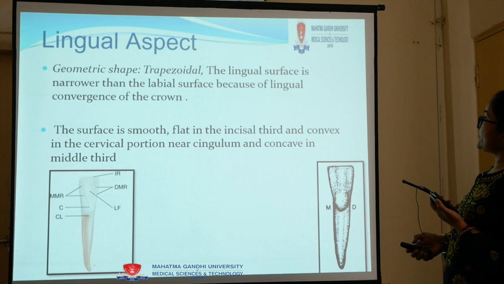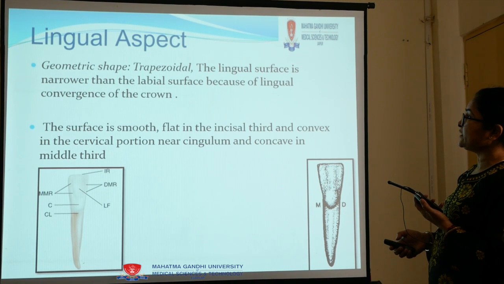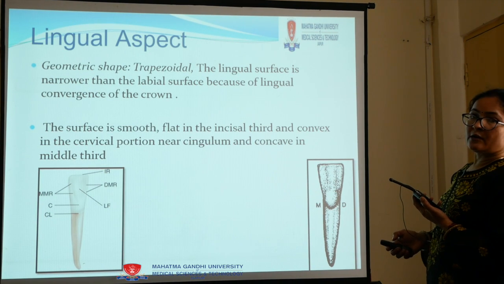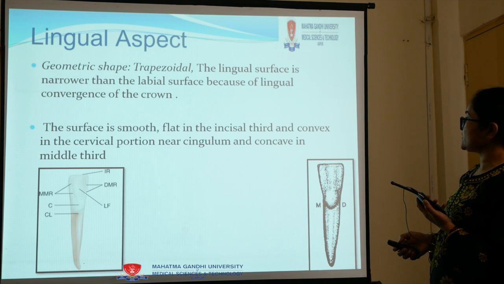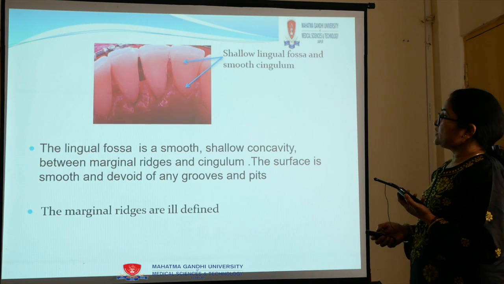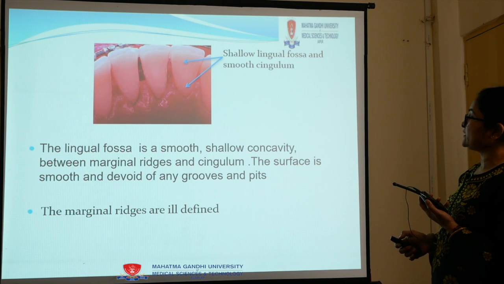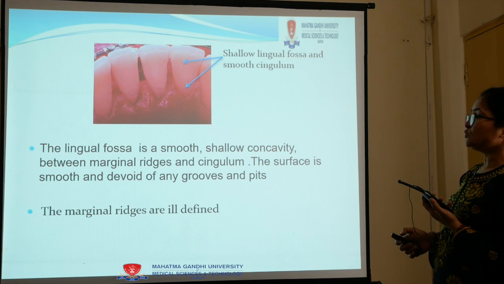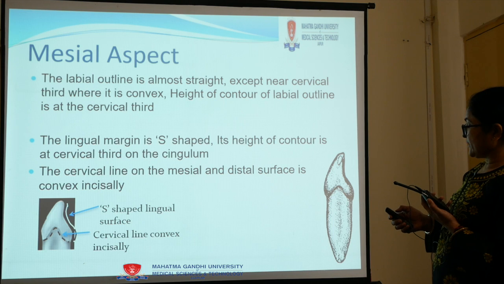Lingual aspect, geometrical shape. From the lingual aspect also the tooth is trapezoidal in shape. The lingual surface is comparatively narrower than the labial surface because the crown has a lingual convergence. The surface is comparatively smooth. It is flattened in the incisal third, whereas it is convex in the cervical portion near the cingulum and concave in the middle third where the fossa is present. So this is the lingual fossa. The lingual fossa is a smooth shallow concavity present between the marginal ridges and cingulum. The surface is devoid of any grooves and pits. The marginal ridges are comparatively ill defined.